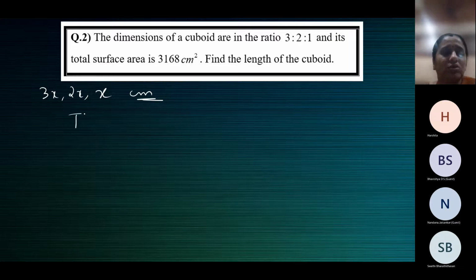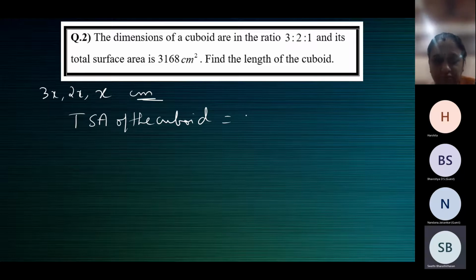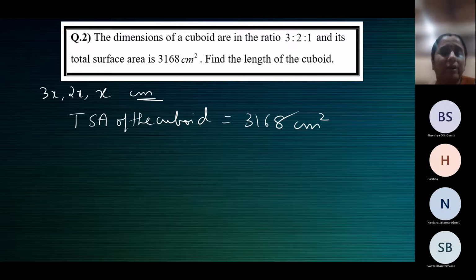Now tell me, children, don't write anything. What is the total surface area of the cuboid given to be? 3,168 centimeters square, ma'am. Very good. Now, what is the formula to find the TSA? You should write its formula. What's the formula to find the TSA for a cuboid?